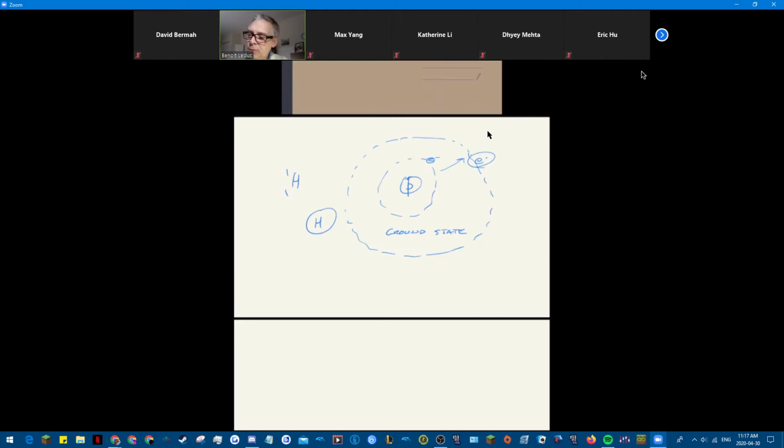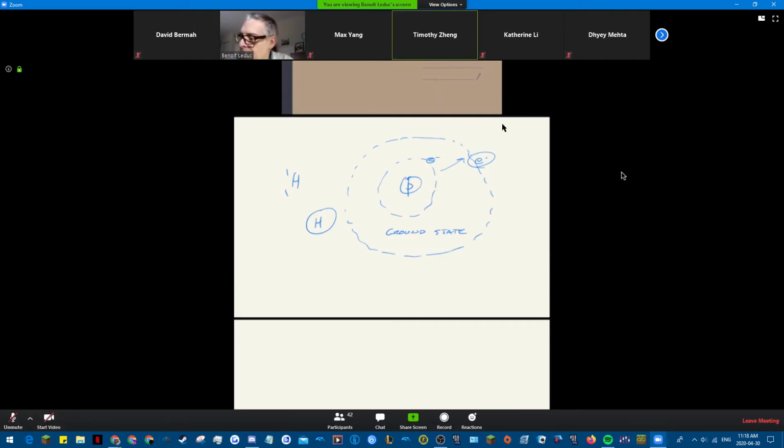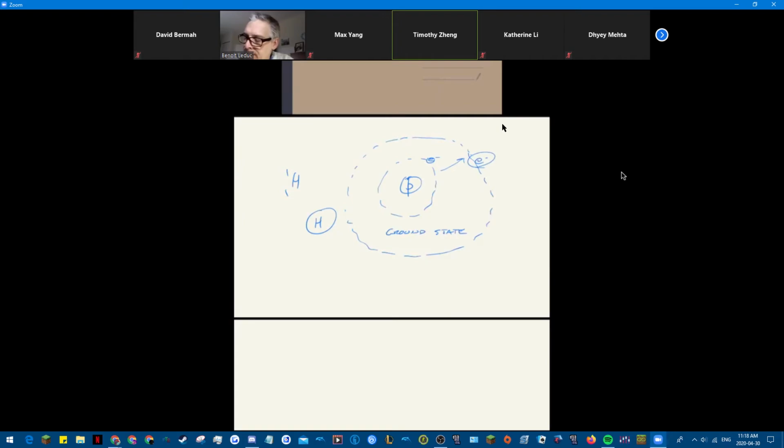Now, what happens to the electron on a higher orbit? Once the electron's in a higher orbit, what happens? Come on, you've learned this in chemistry. What happens? Yeah, Timothy. Once it returns to its ground state, it releases a photon. That's correct. So once the excited state comes to the ground state, it releases energy in the form of mostly light energy.